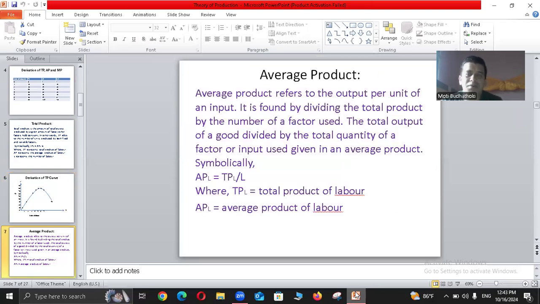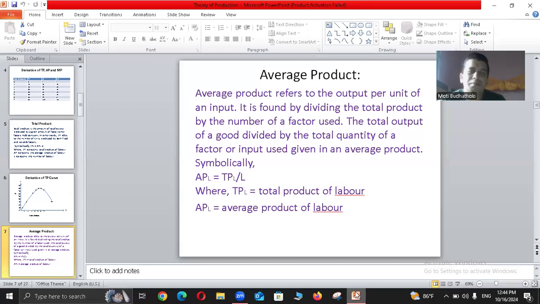Now, average product. Average product refers to the output per unit of an input. It is found by dividing the total product by the number of a factor used. Symbolically, average product of labor is equal to total product of labor divided by units of labor.